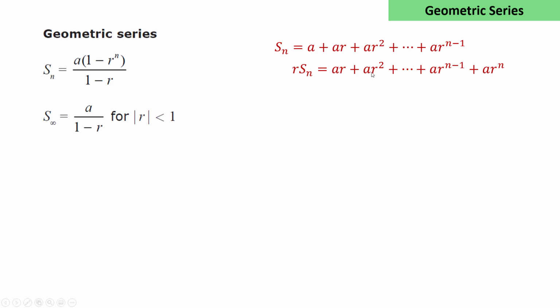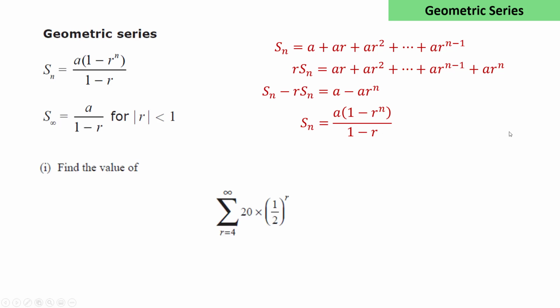If we subtract the second equation from the first, these pairs of terms will all cancel, and it will leave us with Sn minus r times Sn equal to a minus ar to the n. We can simply rearrange this to give Sn equals a times (1 minus r to the n) divided by (1 minus r). If the absolute value of the common ratio r is less than 1, then the term r to the n will tend to 0 as n tends to infinity, and therefore the sum to infinity will tend to a over (1 minus r).